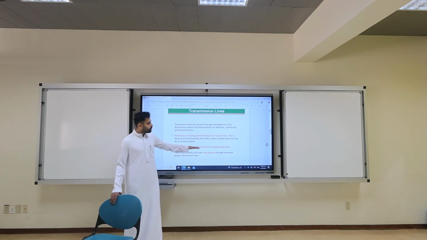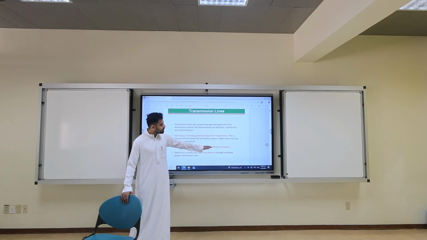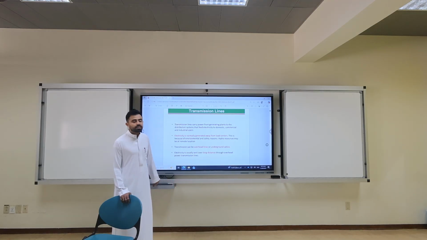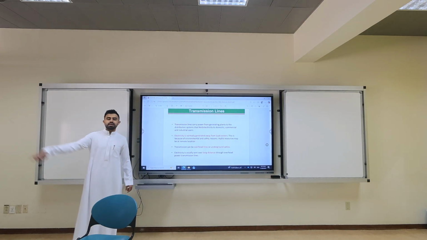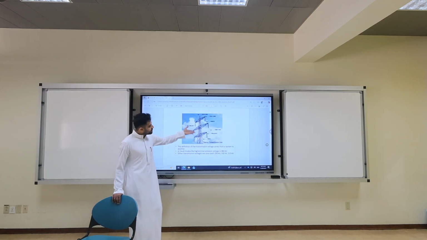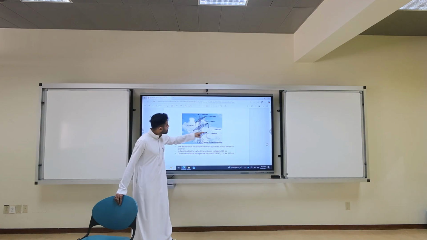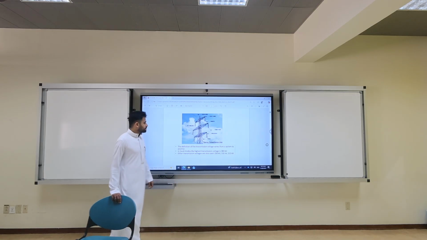And those lines can be overhead or underground. If they are overhead, we call them lines. If they are underground, we call them cables. Electricity is usually sent over long distance through overhead lines. We don't see them here, but you see them when you travel. This is a typical structure of a transmission line. You can see we have the earth wires, we have cross arm, we have the tower, we have the conductors, we have the spacers, we have insulators, as well as we have the dampers.